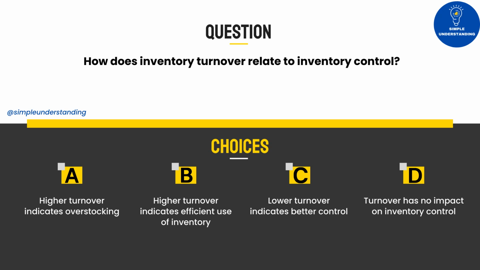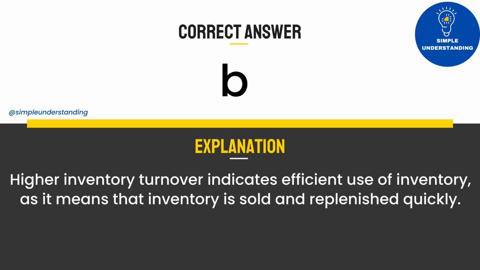A. Higher turnover indicates overstocking. B. Higher turnover indicates efficient use of inventory. C. Lower turnover indicates better control. D. Turnover has no impact on inventory control. Correct answer: B. Overall explanation. Higher inventory turnover indicates efficient use of inventory, as it means that inventory is sold and replenished quickly.